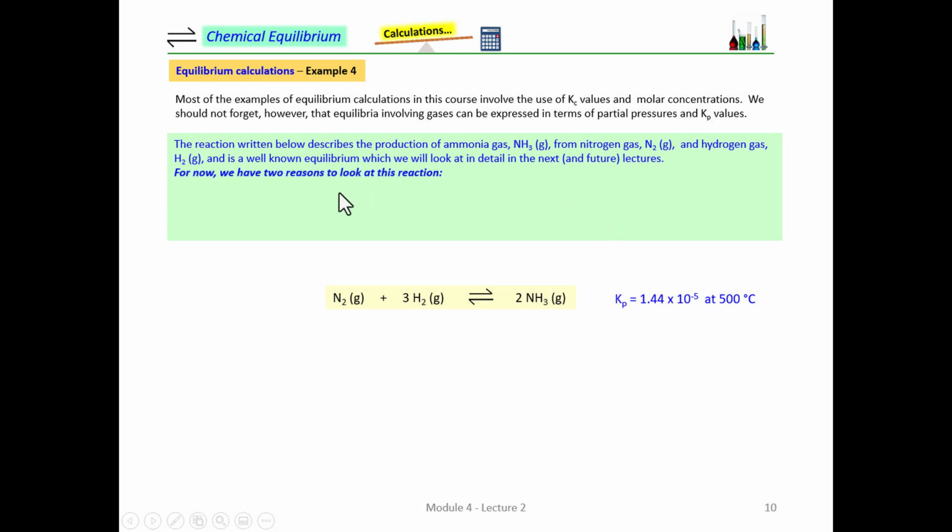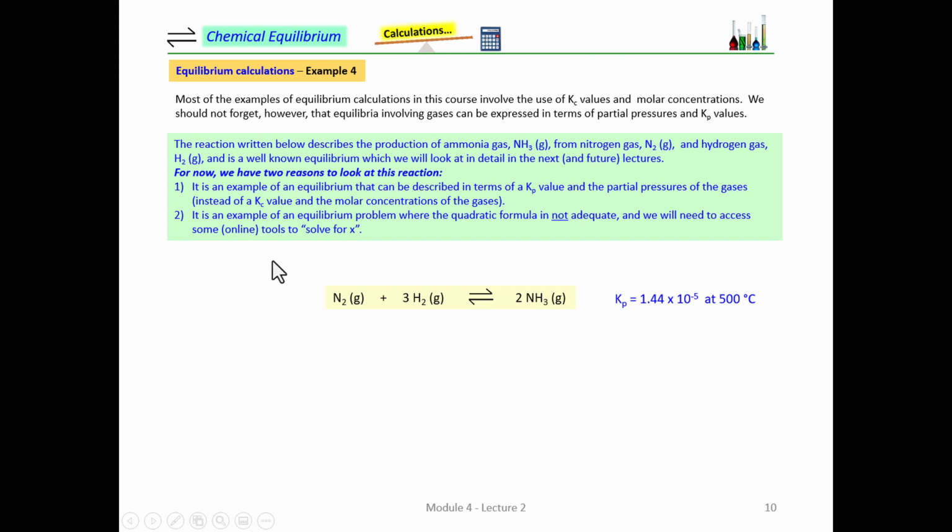For now, we have two reasons to look at this reaction. The first is, it is an example of an equilibrium that can be described in terms of a Kp value in the partial pressures of the gases instead of a Kc value in the molar concentrations of the gases. We could, of course, get molar concentrations of these gases in a Kc value, but we're going to look at the Kp value and look at the equilibrium constant in terms of partial pressures. The second is, it's an example of an equilibrium problem where we'll find that the quadratic formula is simply not adequate, and we will need to access some probably online tools to solve for x.